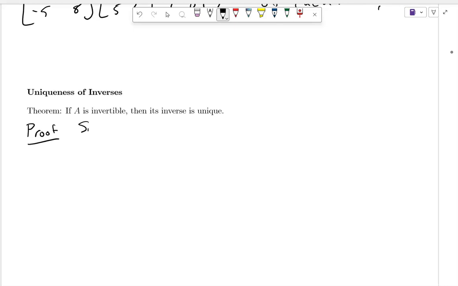So let's suppose B and C are inverses of A. By the way, another reason why I'm doing this, part of linear algebra is an introduction to proof techniques. This is a very, very common way to show that something is unique in math. Assume you have two and show they're equal. Pretty much the default. If you want to show something is unique, assume there are two and show that they really are the same. Okay? So I'm assuming I have two, B and C, right?